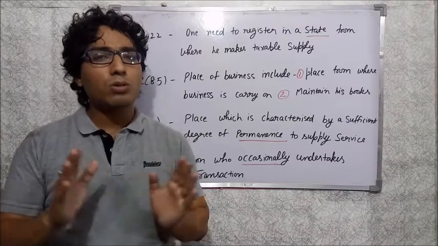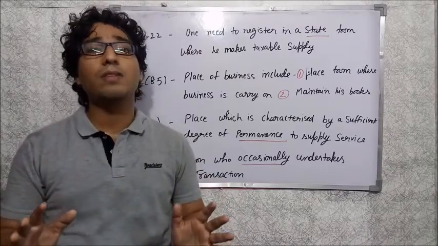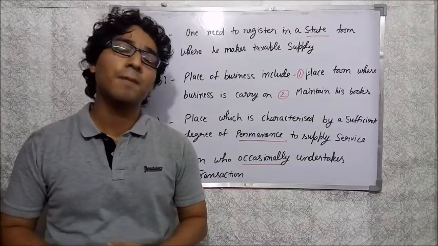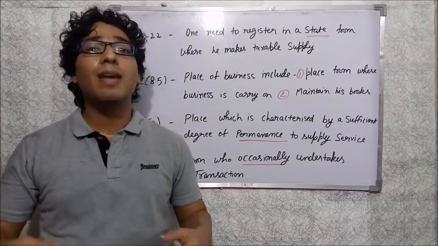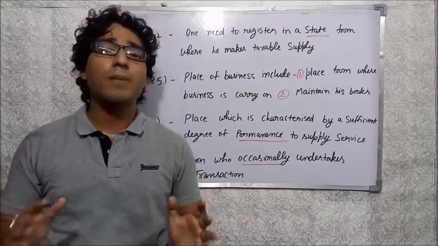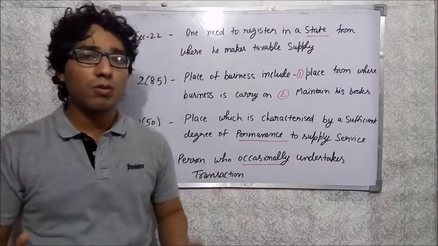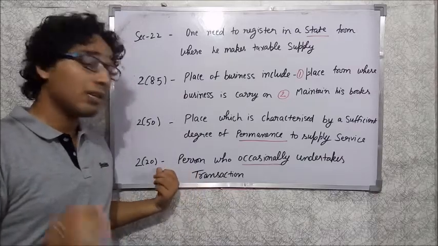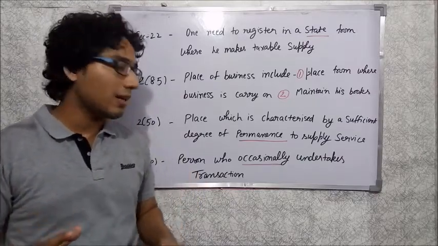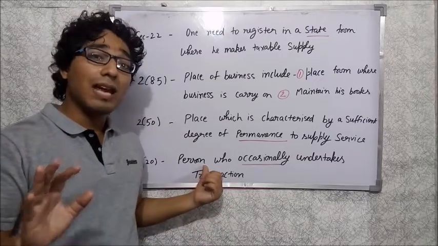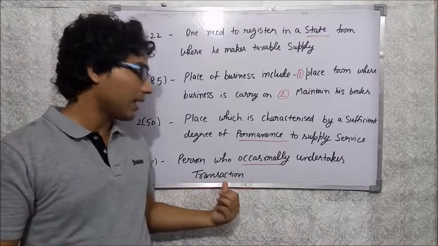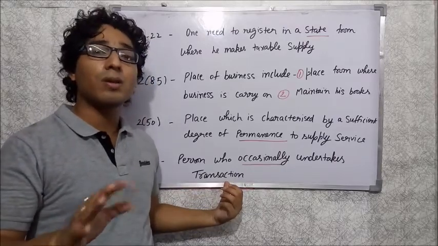But there can also be one argument here: if that person doesn't have a place of business or fixed establishment in Maharashtra, then he can register himself as a casual taxable person. So let me give you the definition of what exactly a casual taxable person is. It's provided under section 2 subsection 20 of the CGST Act, and it says a casual taxable person is a person who occasionally undertakes transactions. That is an extract, not the complete definition.